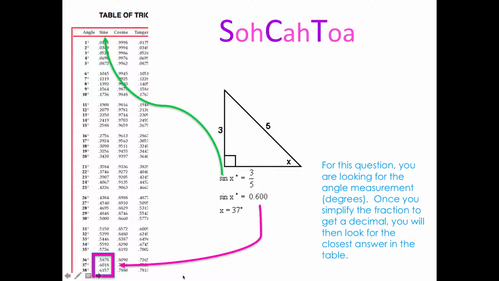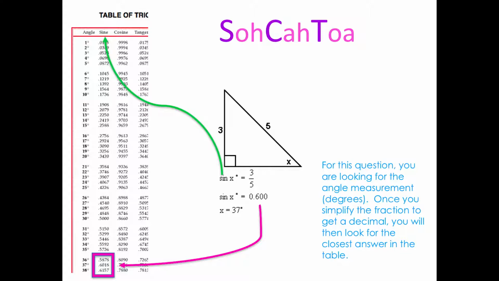Here we have another problem. Again, it's already out there, solved for you, but I wanted to show you that here I'm looking for my angle measurement. I'm giving you two sides of my triangle. I know I'm using my trig functions because I'm looking for an angle measurement. Pythagorean theorem would only be looking for the measurement of another side of my triangle. So again, we know that we're using our trig functions.